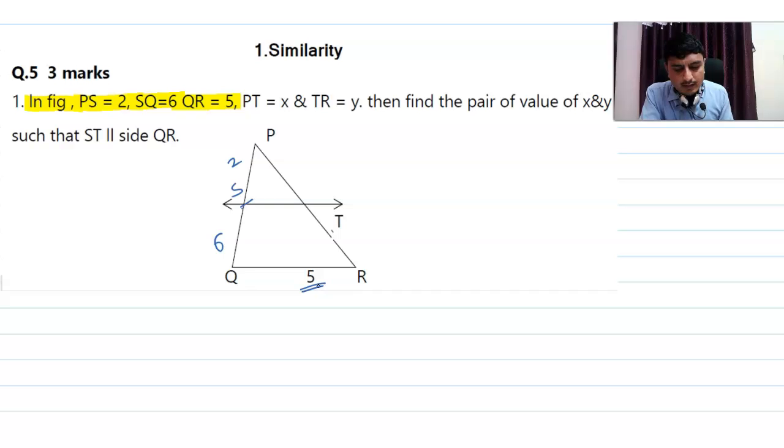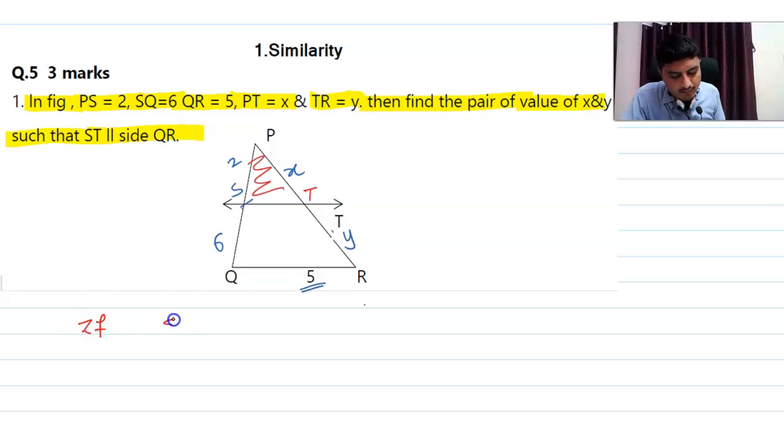Next to it, we have PT equal to X. So PT value is X. And next TR equal to Y. So we have TR equal to Y. Then find the pair of values of X and Y such that ST is parallel to QR.